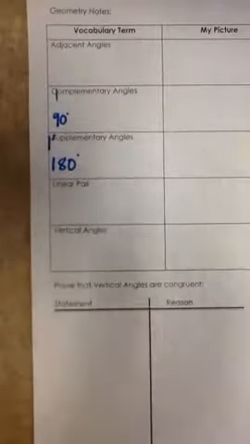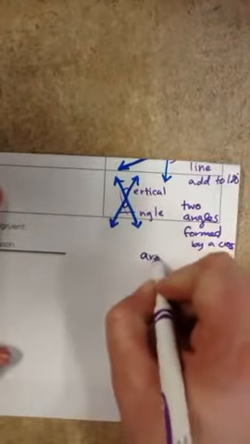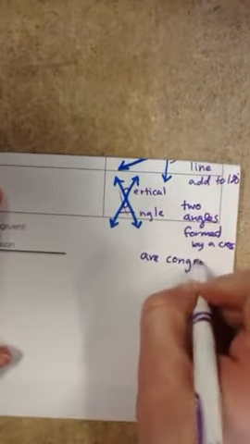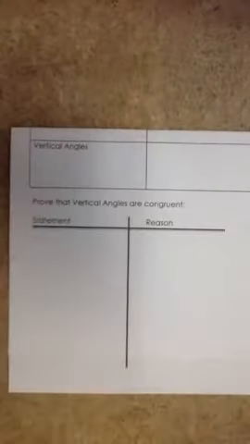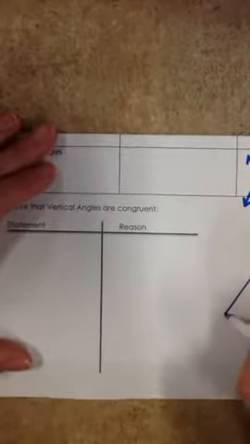Okay, so I didn't tell you this, but I should have told you this. Turns out vertical angles are always congruent, which is just our geometry word for equal. So how do I know that vertical angles are always congruent? And this is going to be kind of our first introduction to a formal proof.